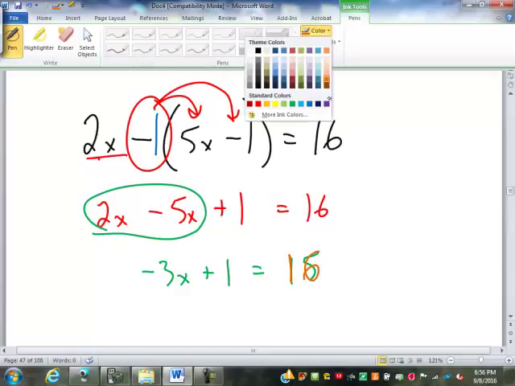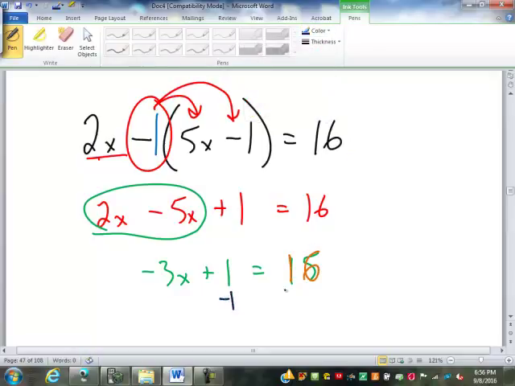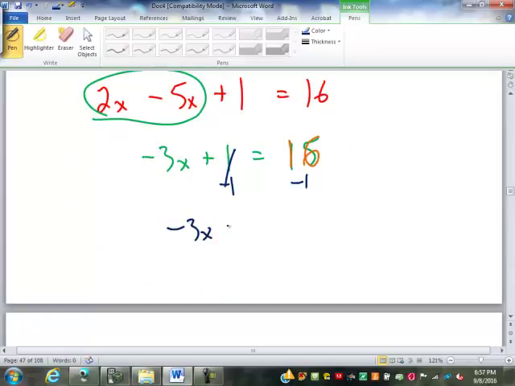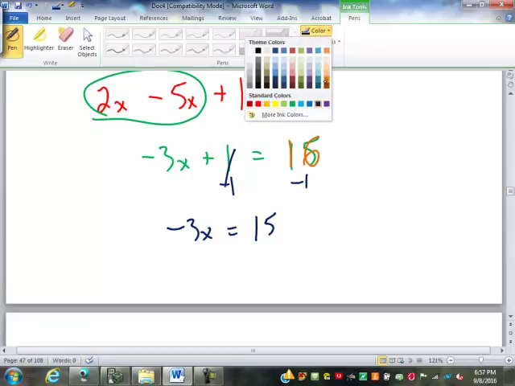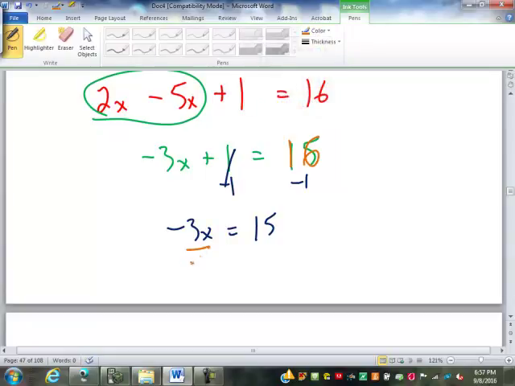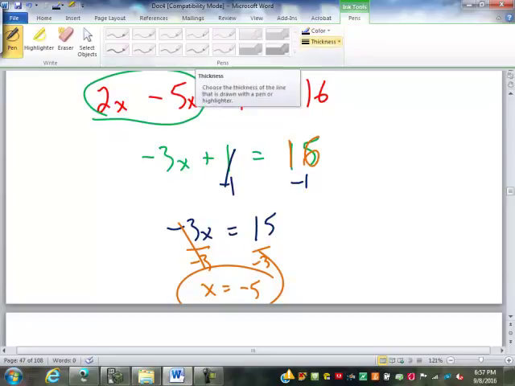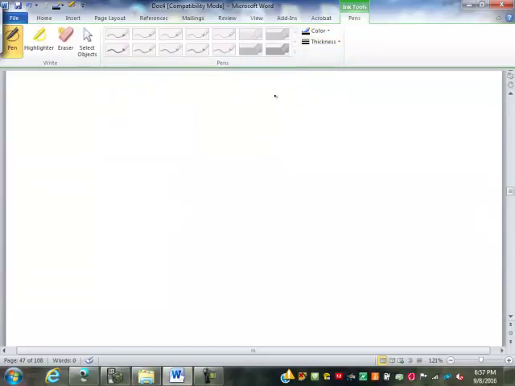What do I do next? Subtract 1. Negative 3x equals 16 minus 1 is 15. And then divide by negative 3. So x equals 15 divided by negative 3 is a negative 5. Questions? Well, if you guys try one.